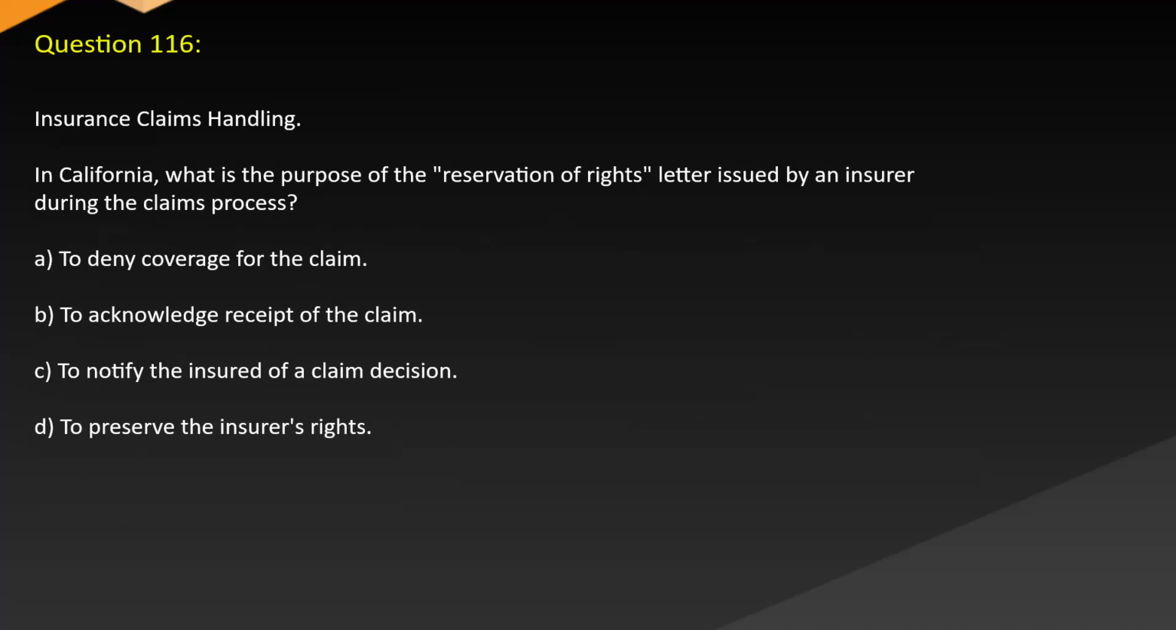Question 116. Insurance claims handling. In California, what is the purpose of the reservation of rights letter issued by an insurer during the claims process? A. To deny coverage for the claim. B. To acknowledge receipt of the claim. C. To notify the insured of a claim decision. D. To preserve the insurer's rights.